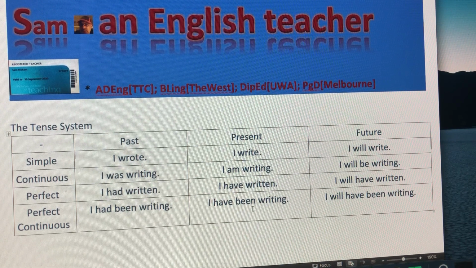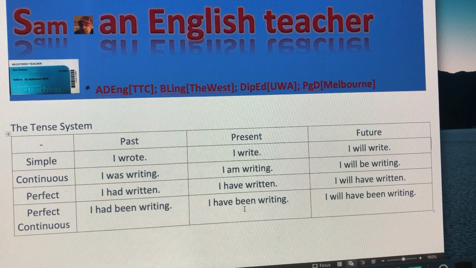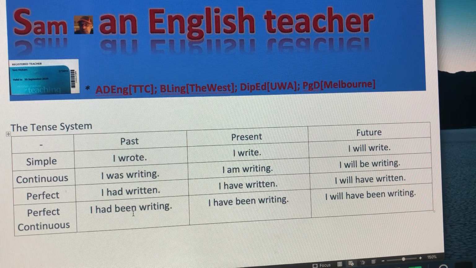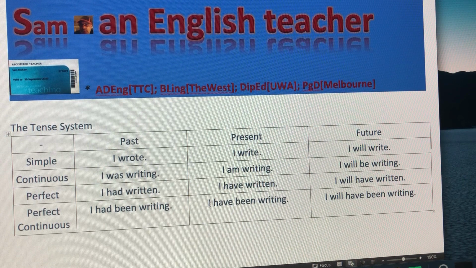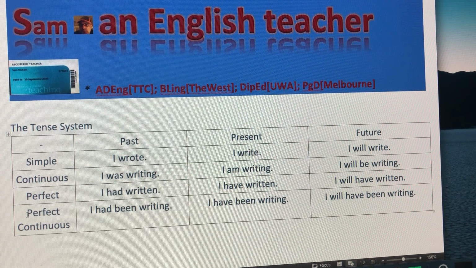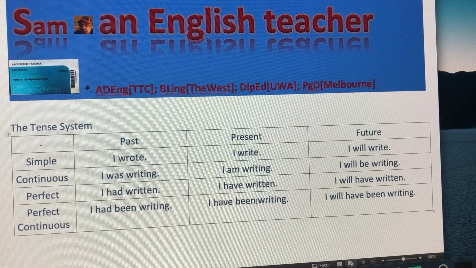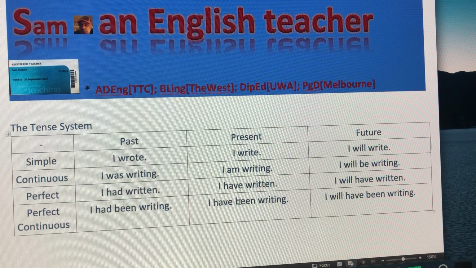Now, we want to make it continuous, okay? Continuous, and that would be. Now, we'll bring this down here, and we just add an ing to it. Now, we've got I have been writing, and that would be present because of have, perfect because of been, which is past participle after have, and continuous because of this ing here.